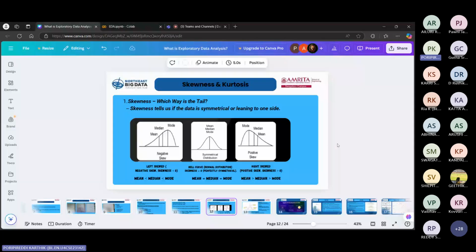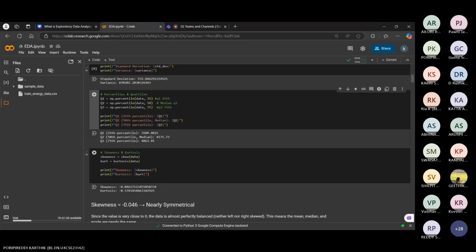Now let's see skewness and kurtosis. Skewness tells us basically if the data is symmetric or leaning to one side. There are three types of skewness: left skewed, bell curve, and right skewed. Left skew is also known as negative skew, where the mean is less than the median, and less than the mode. And if all three values are equal, which is a symmetric distribution, we have a bell curve. And right skewed, where the mean is greater than the median and greater than the mode. And we use an inbuilt function, skew of data.